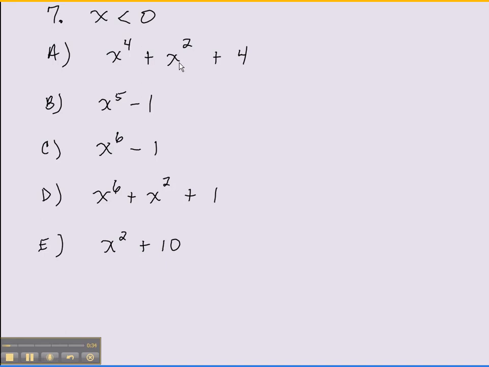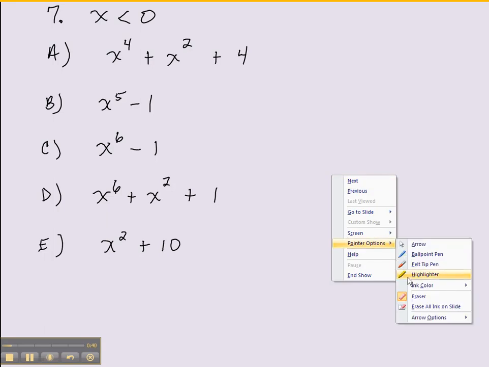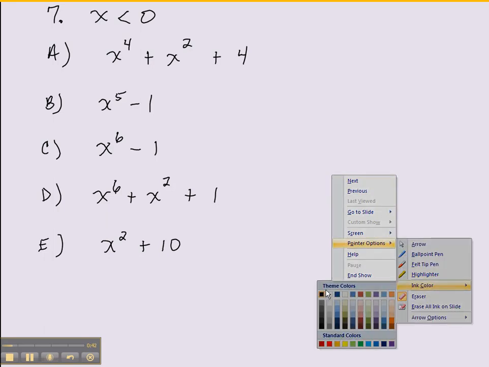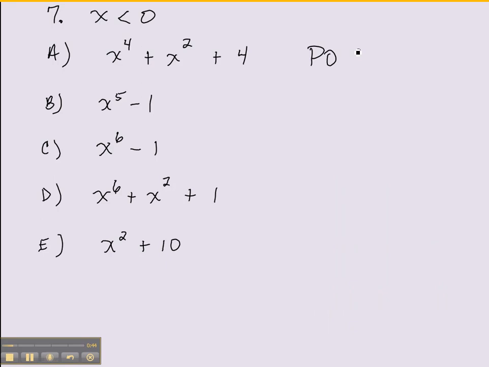Negative number to the 2nd power is also positive. So we know that choice A is positive. It's a positive number. So this is positive. A cannot be the right answer. Is there any other answer choice that behaves like A? D does. Negative number to the 6th power is positive, plus a negative number to the 2nd power is positive, plus 1 is positive. That's a positive number. Can't be D. And E behaves the same way as well.